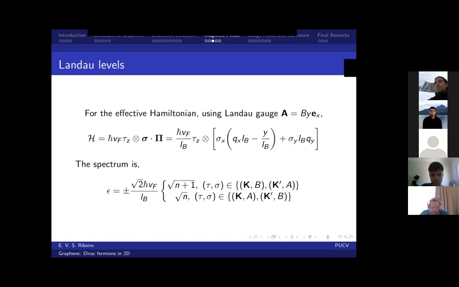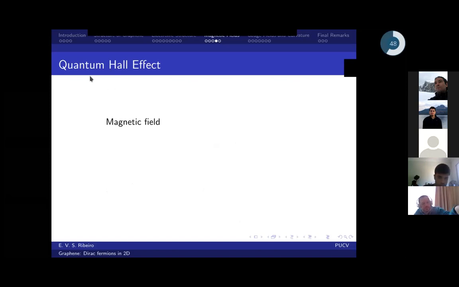But one other important thing that I forgot to mention: this kind of quantization of the energy levels in the presence of a magnetic field is called the Landau levels. So these here are the Landau levels themselves, and they are very important for the quantum Hall effect.